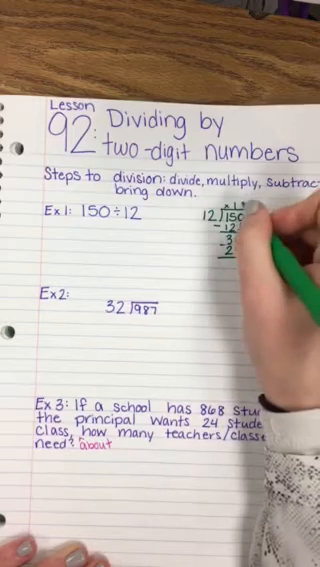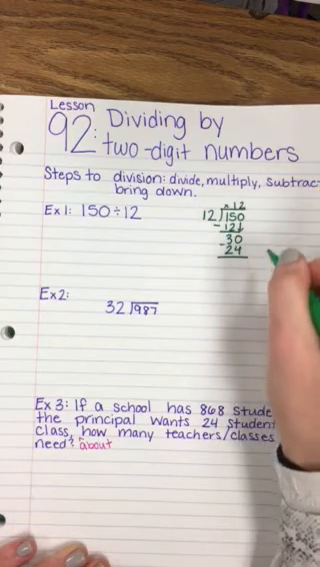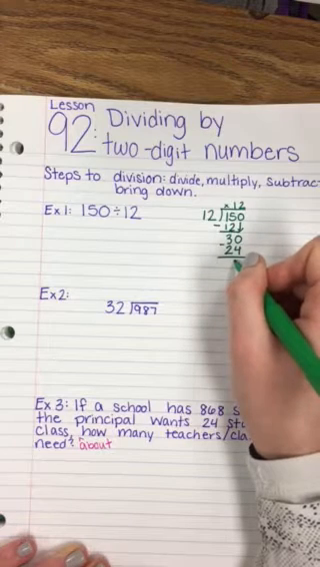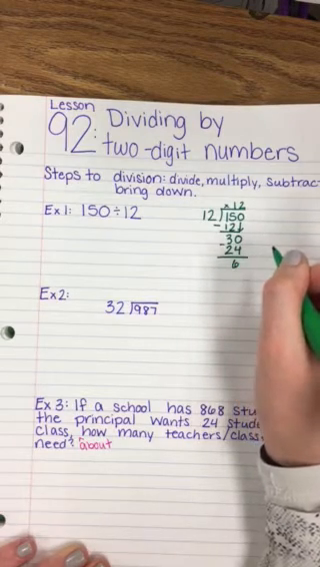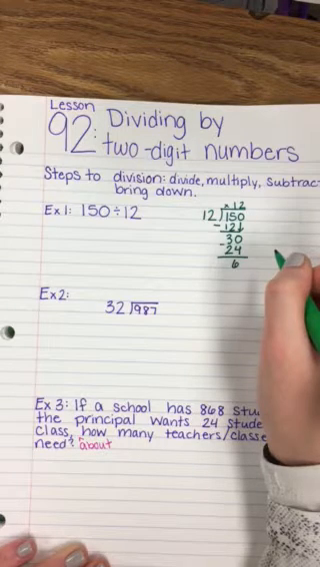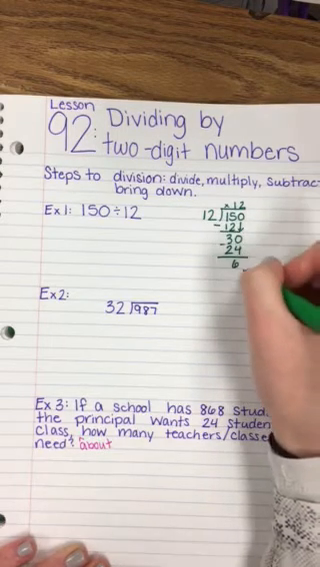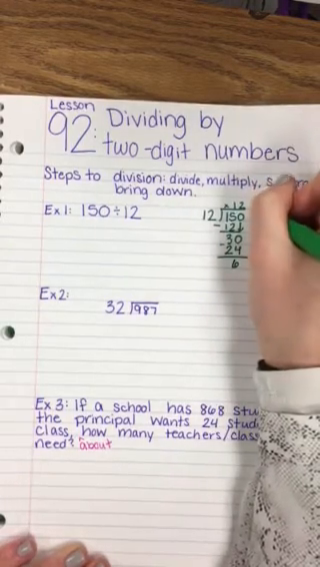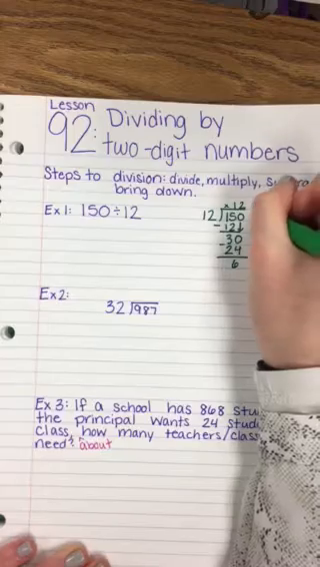So that is 2 times. So we put the 2 up there, and then we find out that 30 take away 24 is 6. And so we multiply and subtract, and there's no digit to bring down, so we are finished. So the answer is 12, remainder 6.